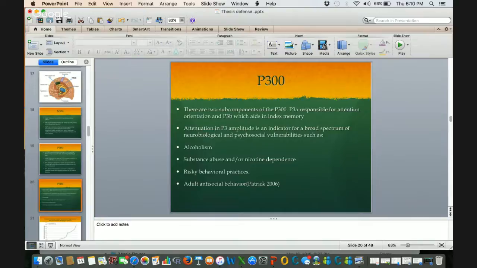And the P300 is also broken down into two categories. The P3A, which is responsible for attentional orientation, and the P3B, which is responsible for working memory. And reductions in the P3 amplitudes you'll see in a wide variety of neurological and psychosocial vulnerabilities: substance abuse, alcoholism, and risky behavior practices, along with adult antisocial behaviors.